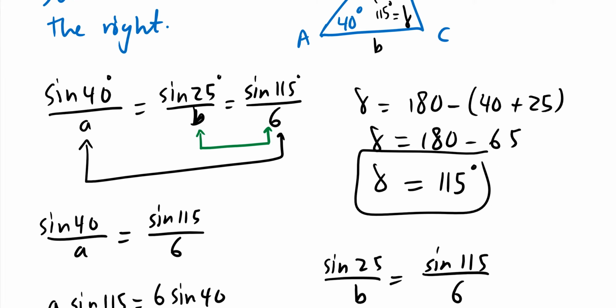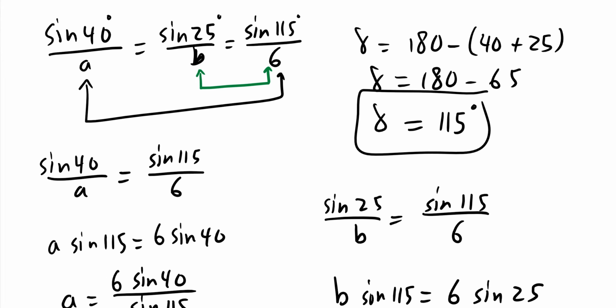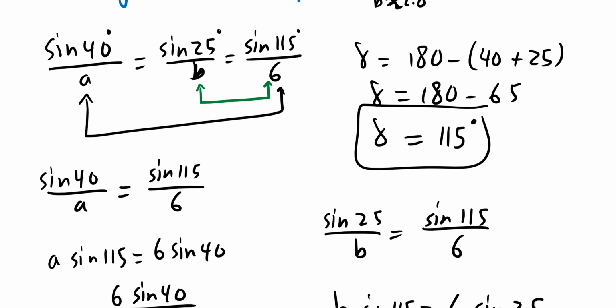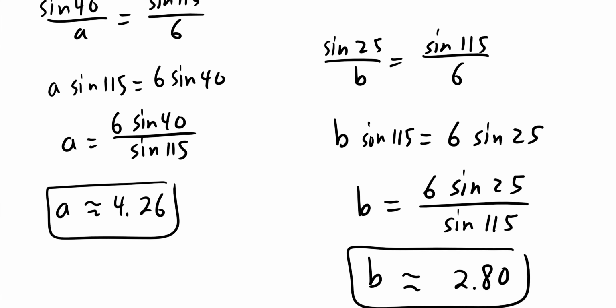What about A? We found A. A was 4.26. So if you put on the diagram, about 4.26. And this was about 2.8. So notice the next larger angle is 40. The side facing it is 4.26. And the smallest angle is 25. That's facing 2.8, which makes sense. See, the smallest angle is facing the shortest side. The largest angle is facing the longest side. So that gives you an idea like, okay, at least I was probably on the right track.